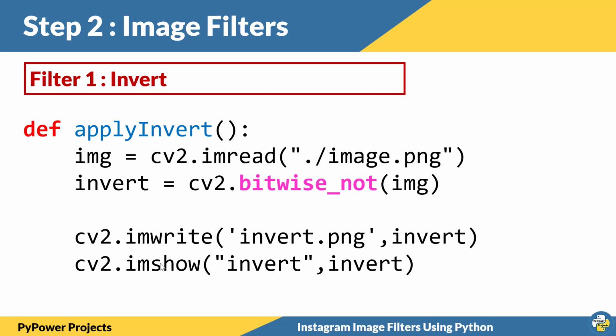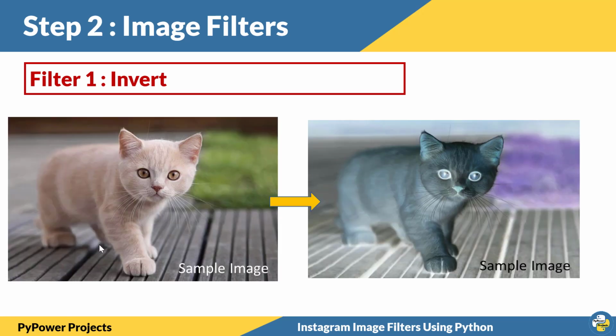cv2.imread will read the image from this particular directory, and cv2.bitwise_not is a default function provided in the OpenCV library. It will perform the NOT operation bitwise, so 0 will become 1 and 1 will become 0. So your image will be converted into its inverted form. So this is the output. When I select this particular image of a cat, it will perform the bitwise not operation on every pixel of this image, and the inverted image will be shown here.